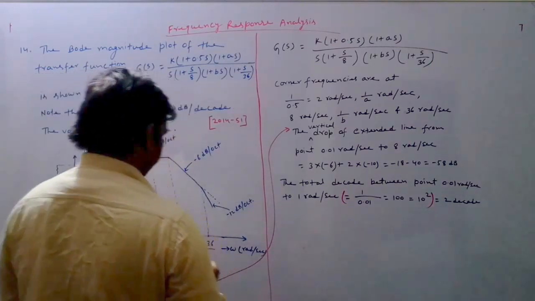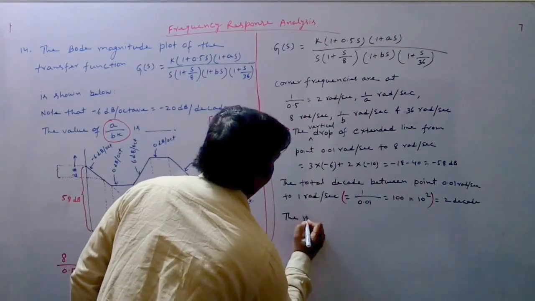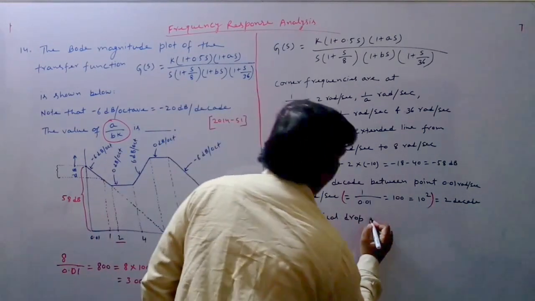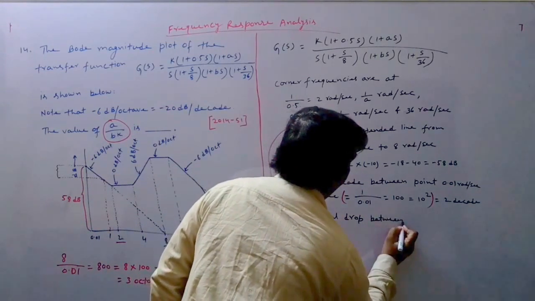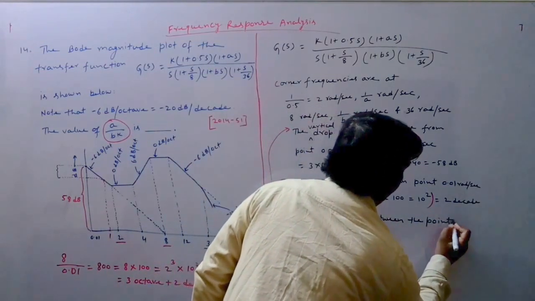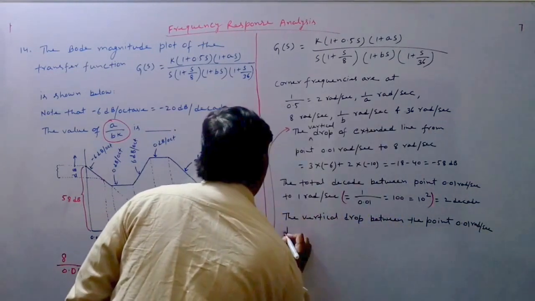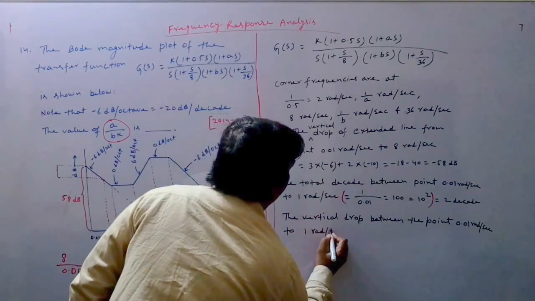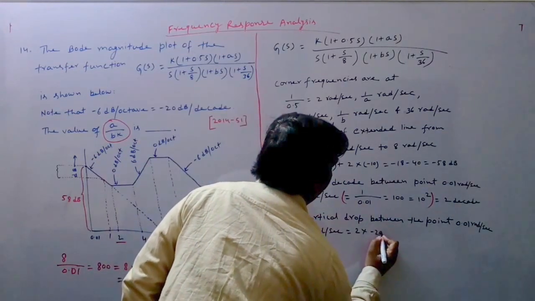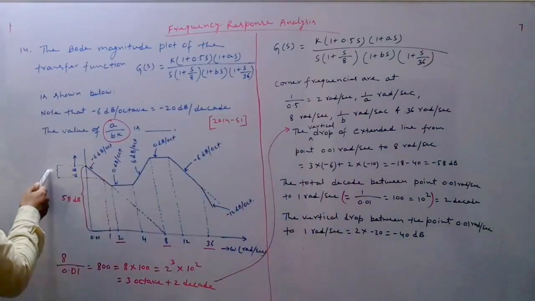So the vertical drop between the point 0.01 radian per second to 1 radian per second will be equal to 2 multiplied by minus 20, means minus 40 dB. So we can write here this as 40 dB.